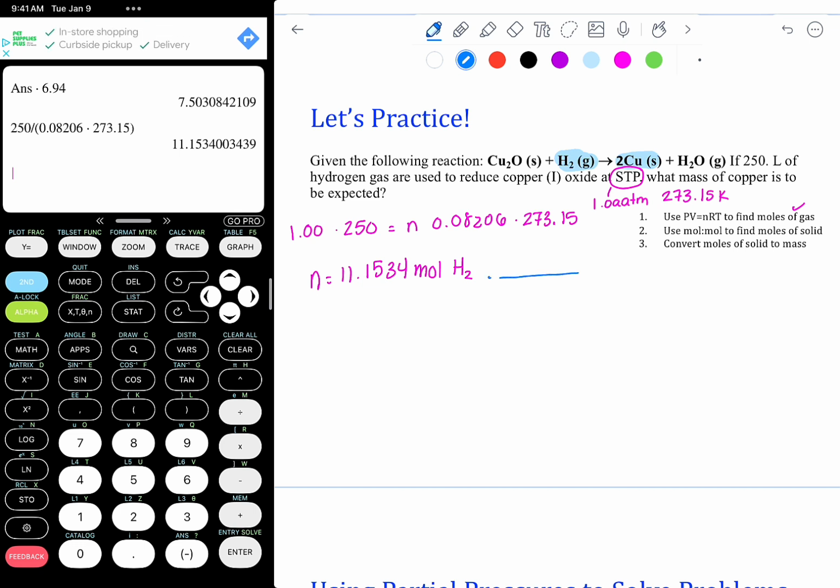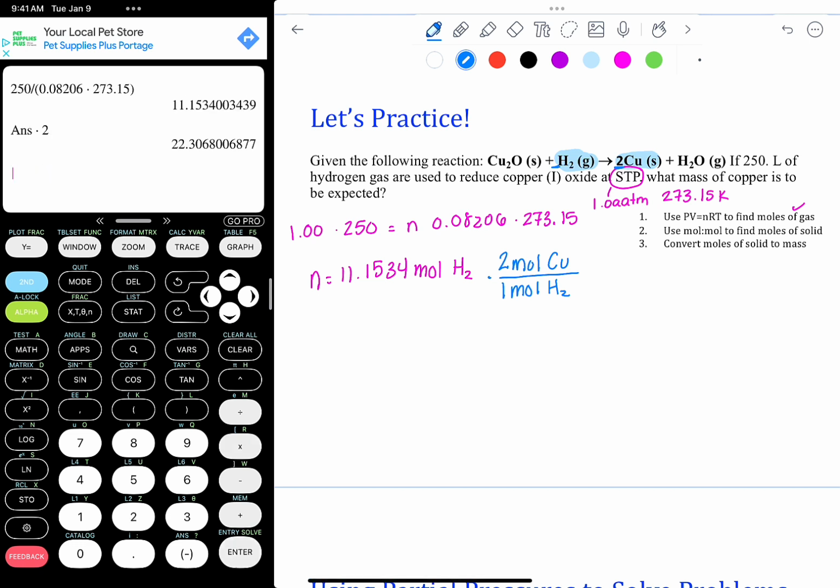So for every 1 mole of hydrogen gas, which I got from my balanced equation, I get out 2 moles of copper solid, which I also get from my balanced equation. So I'm going to take that 11 and I'm going to multiply it by 2. And we get out 22.3068 moles of copper. So that is step 2 complete.